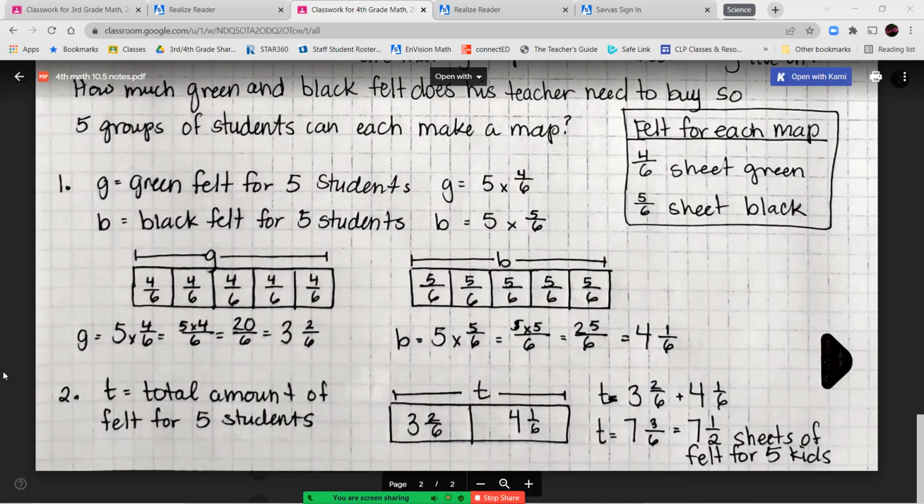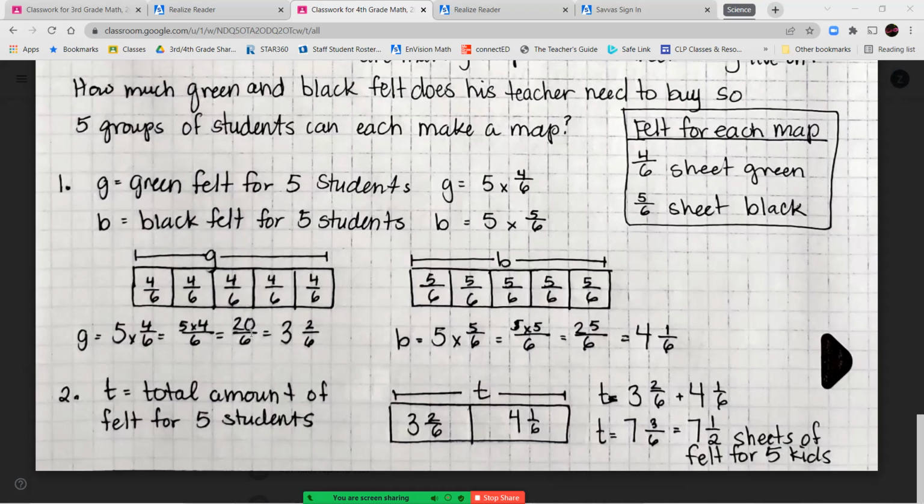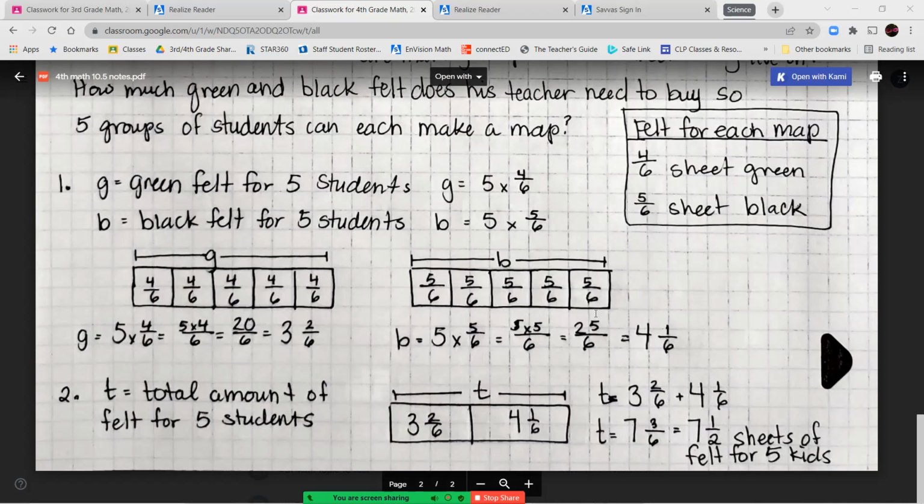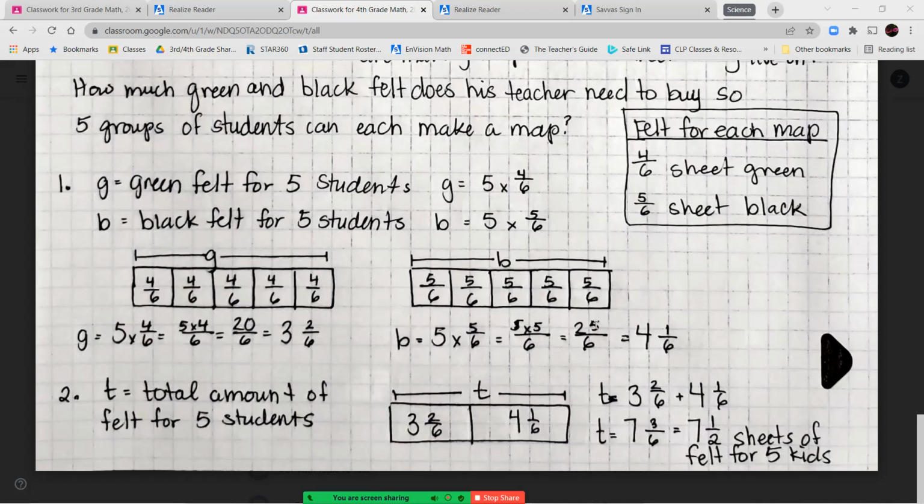Now to solve, we do the green first. 5 times 4 is going to give me 20 over 6. Now I know 6 goes into 20 3 times because 6 times 3 is 18. And then we still have 2 more pieces to make it 19 and then 20. So it's 3 2/6 pieces of green felt. And for the black felt, 5 times 5 will give you 25 over 6. That's the same thing as saying 4 groups of 6 plus 1/6 extra, because 6 times 4 is 24, plus the 1 extra piece will give me 25.